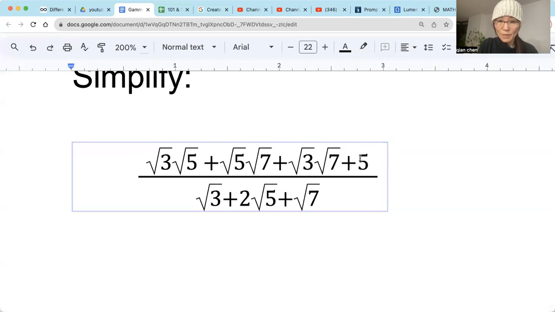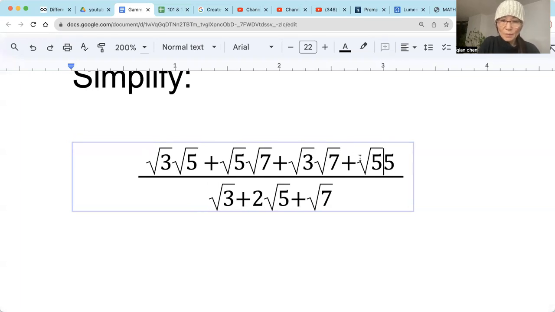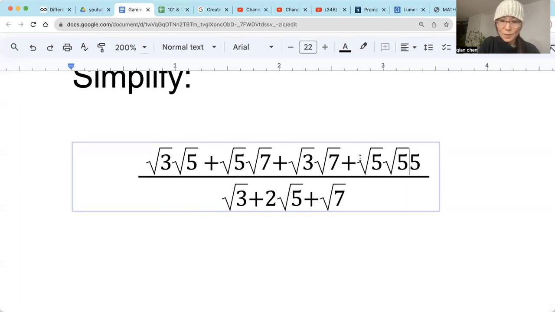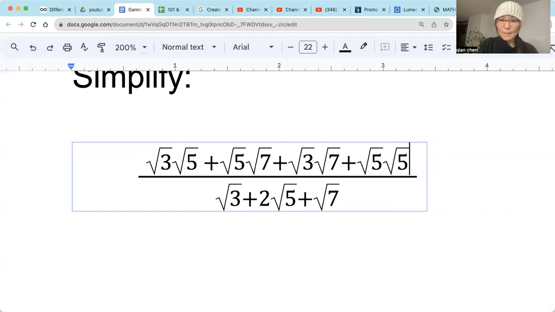Right. What about 5? I want to write it as square root of 5 times square root of 5, right? Now, I see the numerators are all related with the square root of 3, square root of 5, and square root of 7. Now let's see, we can have common factors, right? And we see square root of 7, square root of 5 here, square root of 7, square root of 5 here.